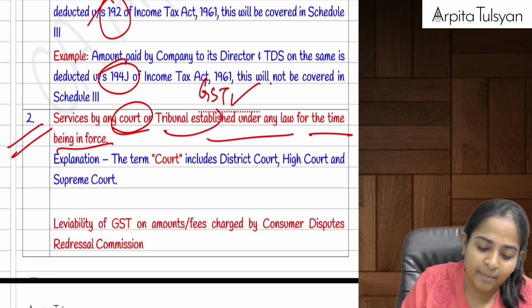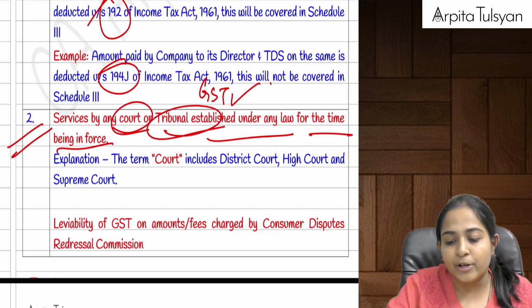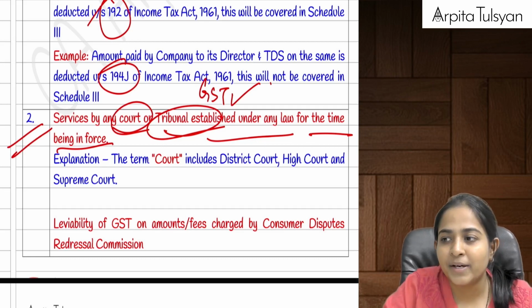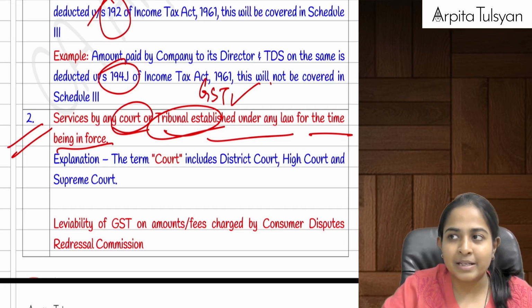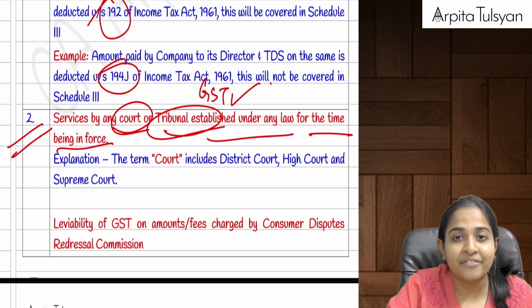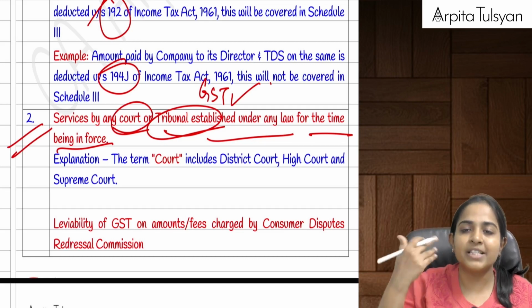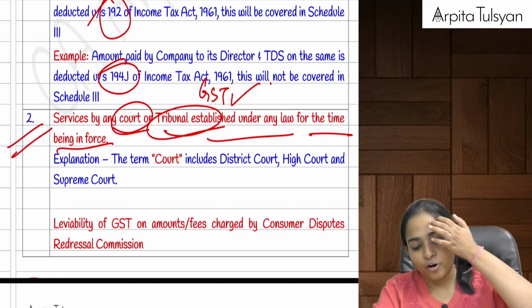So, services provided by any court or any tribunal. Now, what does this court or tribunal mean? A district court is providing. What services do the court or tribunal provide? They take court fees from us and they give judgments, no? They give decisions, etc. So, whatever court fee we paid to the court or whatever fees we paid to them, that is not liable for GST.